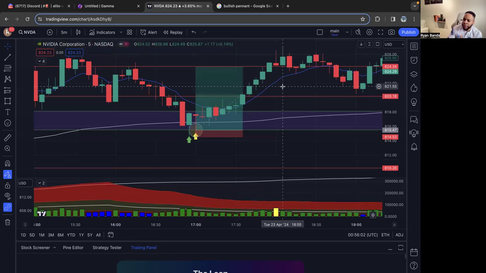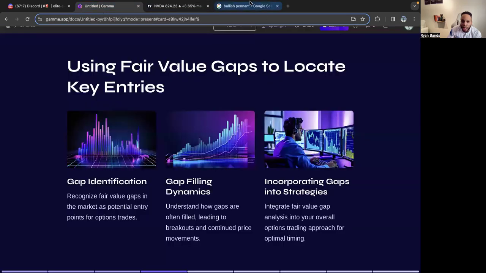So this is basically how you're able to use the strategy to your advantage and find some trades in the market. Now, we're going to keep on going with the slideshow so we can stay good on time.